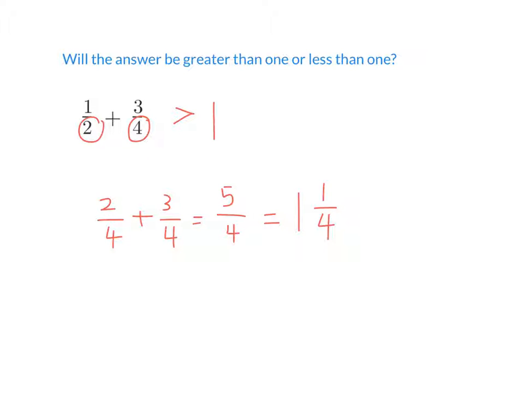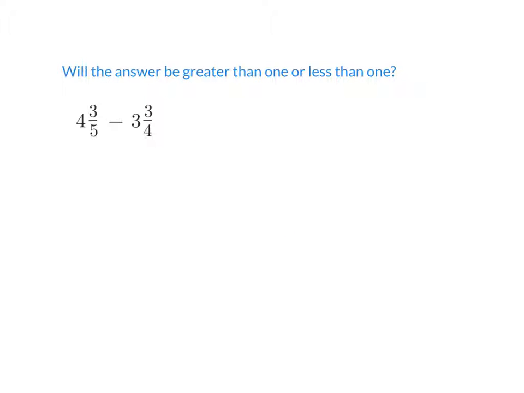Do you see how you can use what you already know about the size of these fractions to see if it'll be bigger or smaller than a benchmark? In this case here, what is our benchmark? 1, because we're trying to see if the answer will be greater than our benchmark of 1 or less than our benchmark of 1. Now we want to find out if 4 3/5 minus 3 3/4 will be greater than or less than 1. Let's think about this for a second.